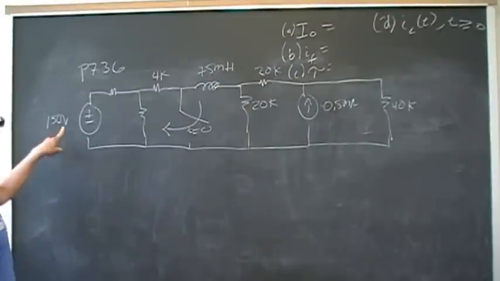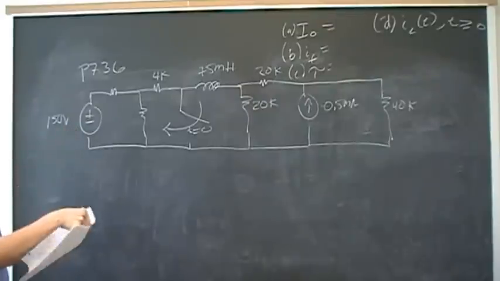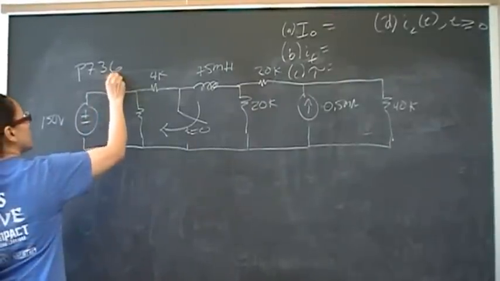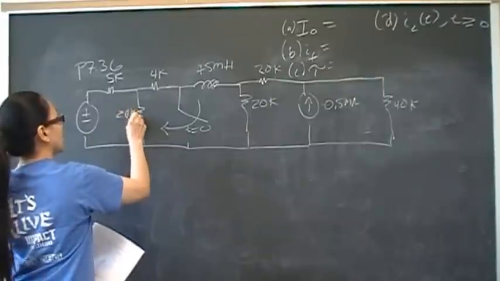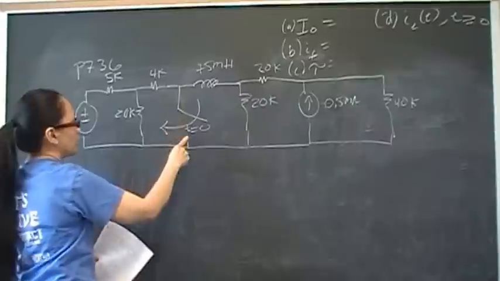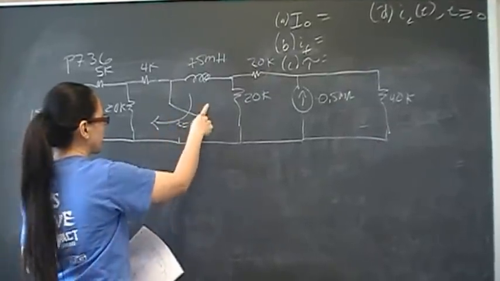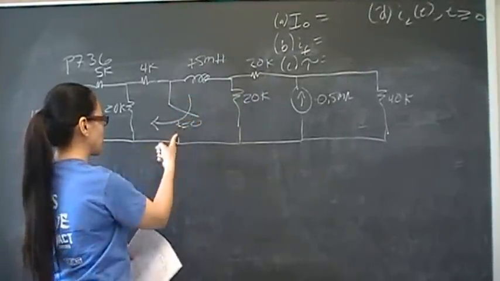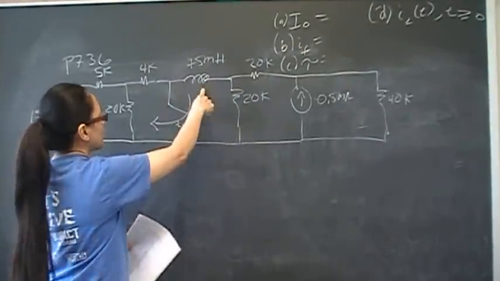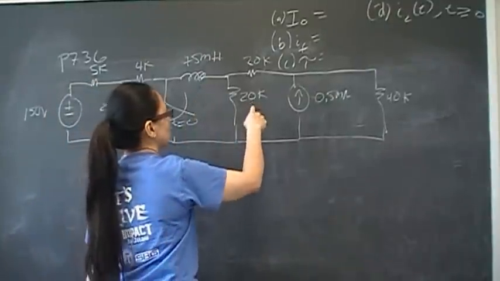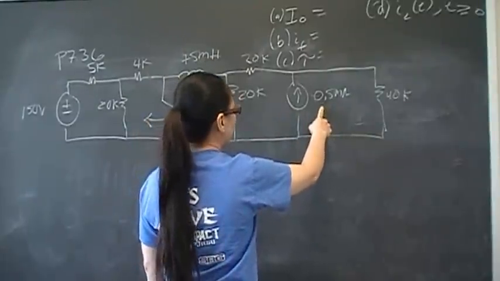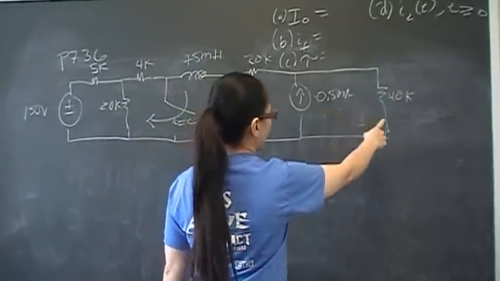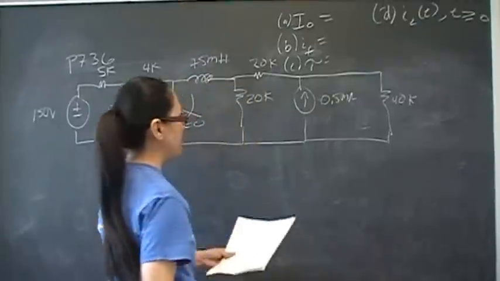So we have a 150 volt independent voltage source. This is 5K here, this is 20K, this is 4K. Before time 0, we have a switch that's open. At time 0, the switch closes. Here we have a 75 millihenry inductor. This is 20K, a 0.5 milliamp independent current source, and a 40 kilo ohm resistor.